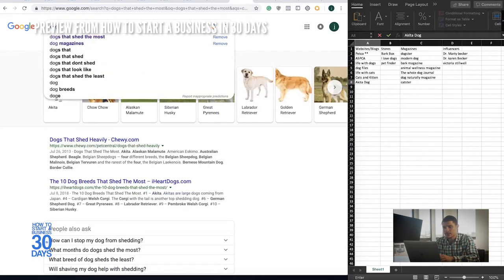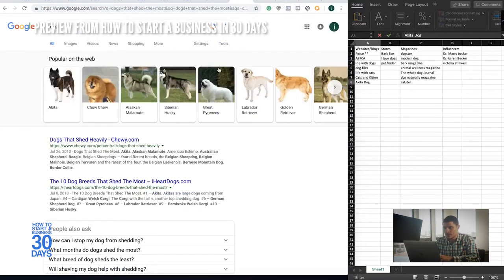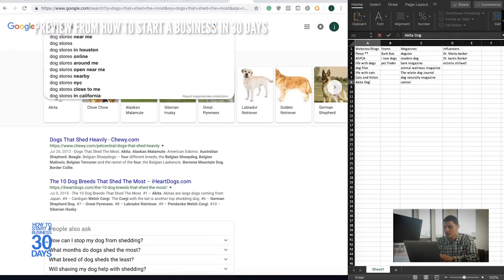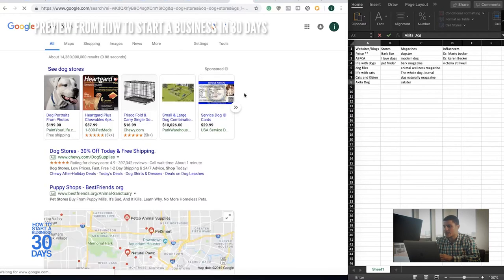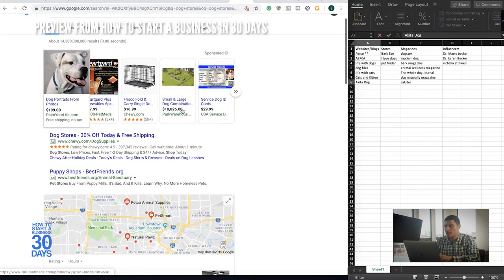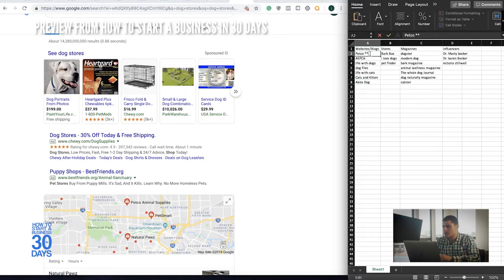Let's see. So you kind of get the gist of what we're doing here, right? We're going to build out our stores a little bit, dog stores. And here's the thing I want you guys to understand: if I was going to do this end to end, I would have at least 10 to 15 in each category. But for the sake of time, you get it. So we're going to get a couple stores.